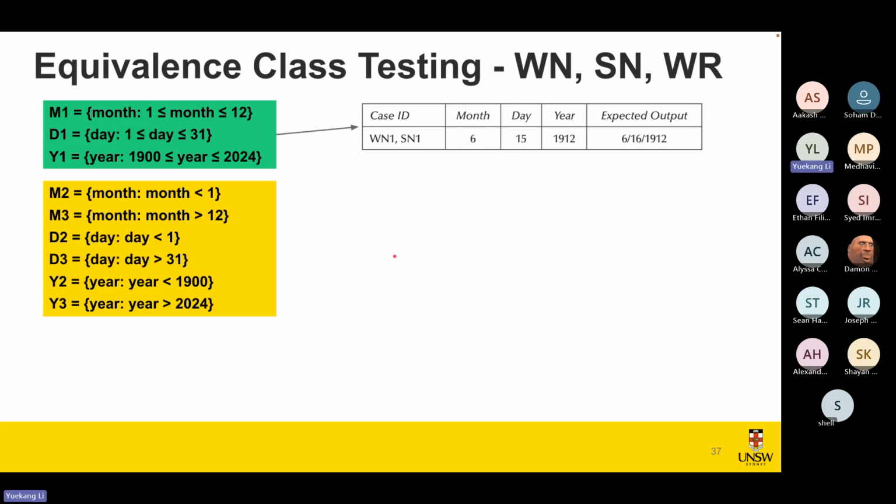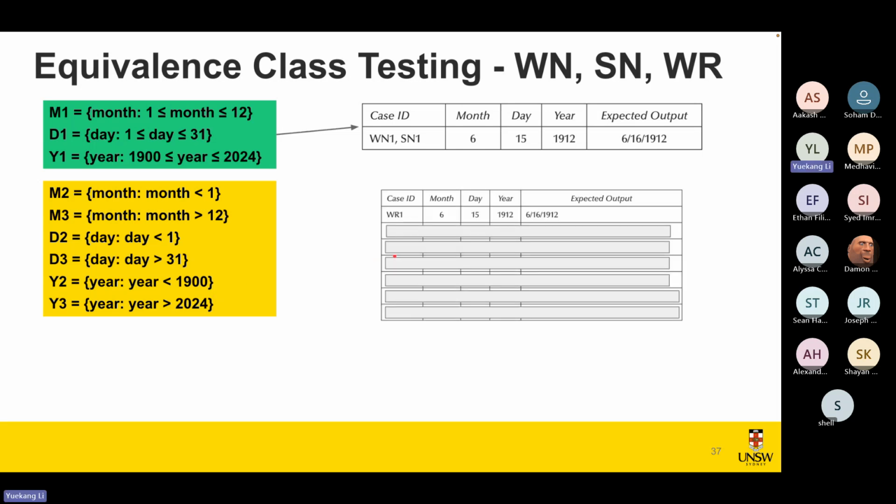That enough? Actually, yes, it is. It is enough. And for the strong normal, in this case, it's also the same because each one of them has only one subinterval for the valid equivalence class.